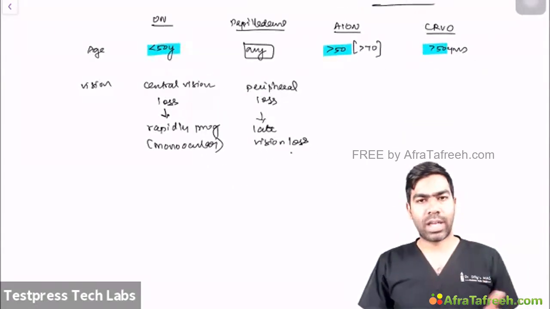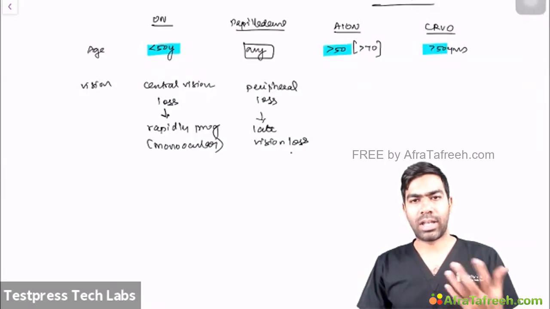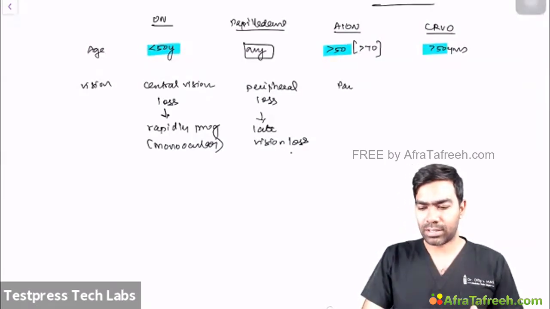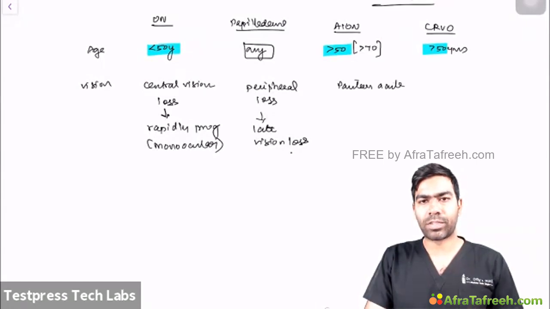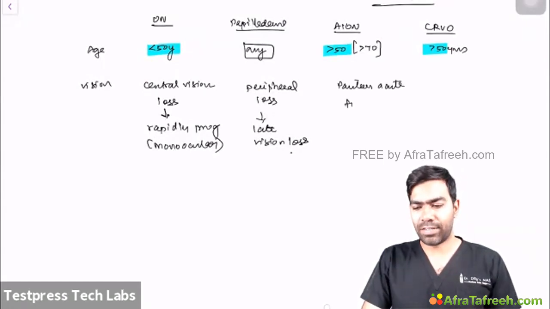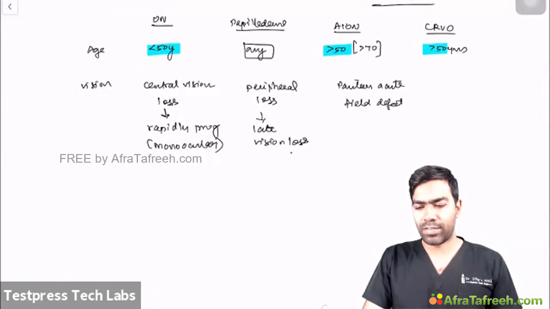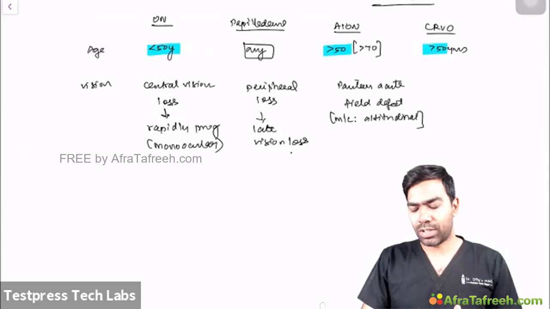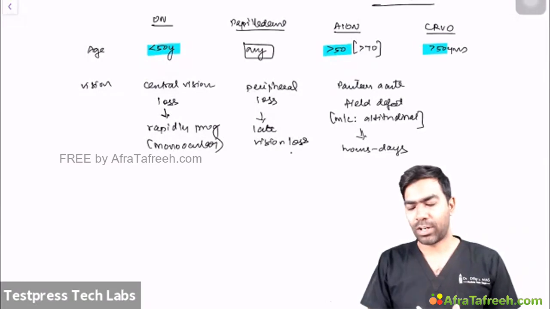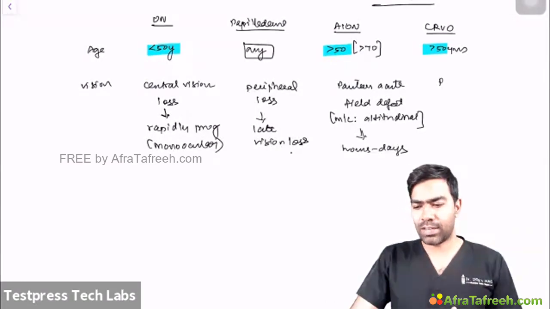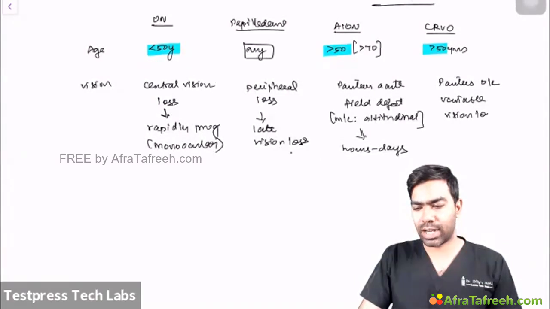And you know how AON is going to present? AON is going to typically present as a painless, acute loss of vision, and it will be a field defect. Acute field defect. The most common field defect, we already know, is an altitudinal defect. We studied it already. Most often it will take hours to days. It will not be very acute. And CRVO, again, is a painless, unilateral, variable vision loss. They don't have a fixed kind of pattern.